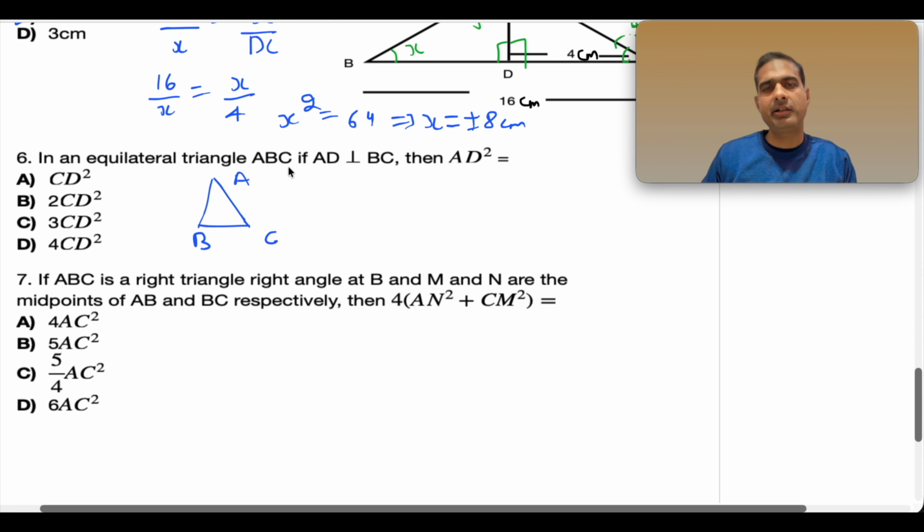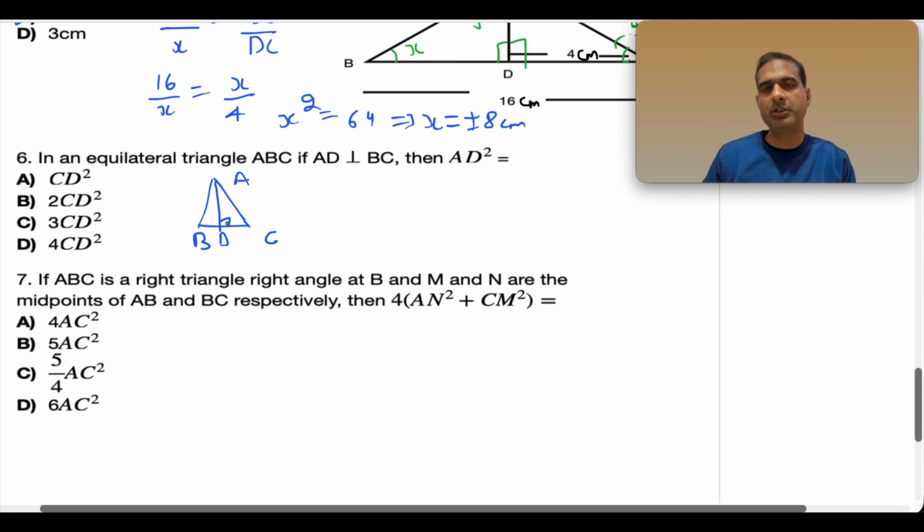In an equilateral triangle ABC, if AD is perpendicular to BC, so we did the construction, then AD square is equal to what? They have asked the value of AD square in this. So ABC is an equilateral triangle and AD is perpendicular to BC. So AD is the height of the equilateral triangle.